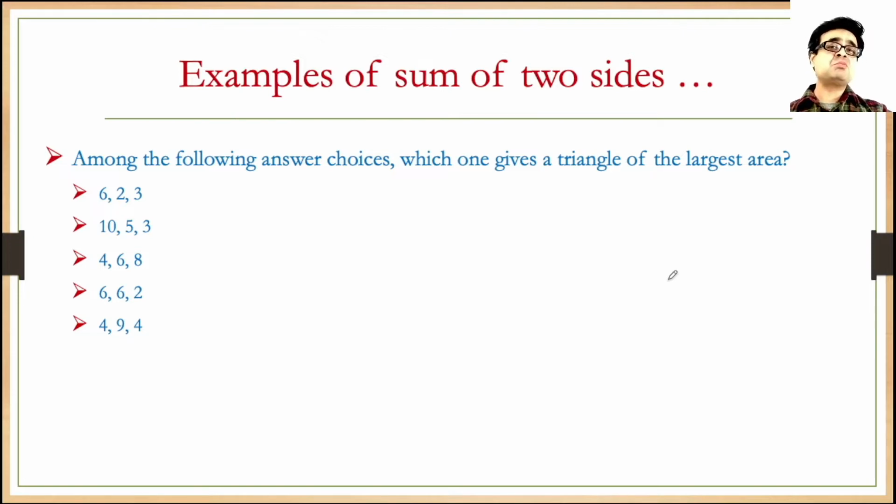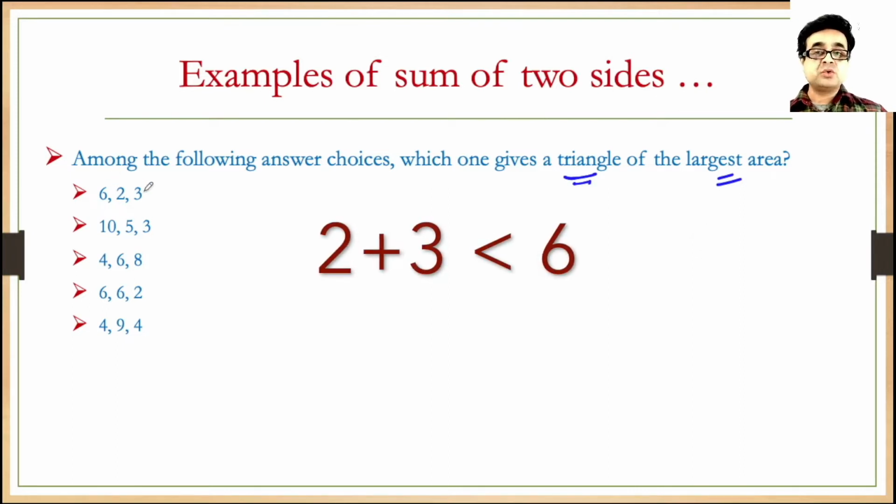It should not take you more than maybe 1 minute to solve this question. If it is taking more, then you are probably going in the wrong direction. Among the following answer choices, which one gives a triangle of the largest area? First of all, it has to be a triangle, because there are apparently answer choices which are not triangles, and it also has to have the largest area.